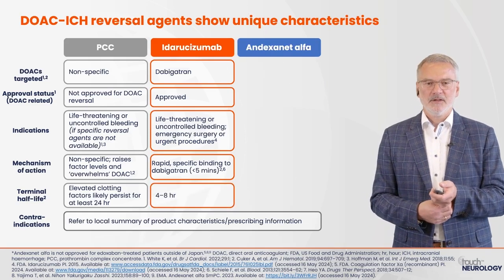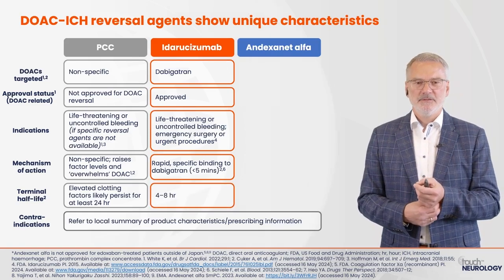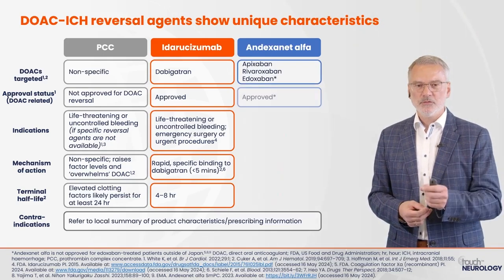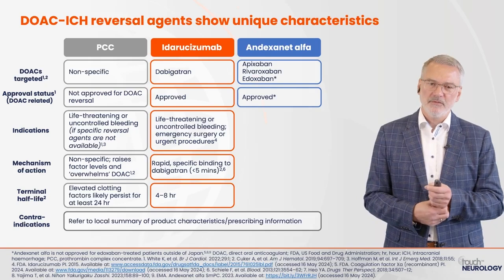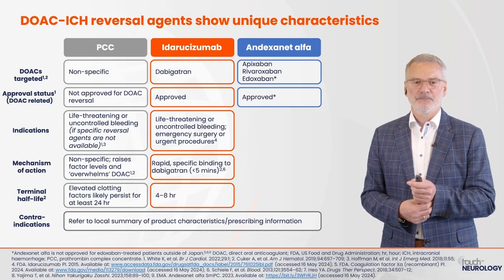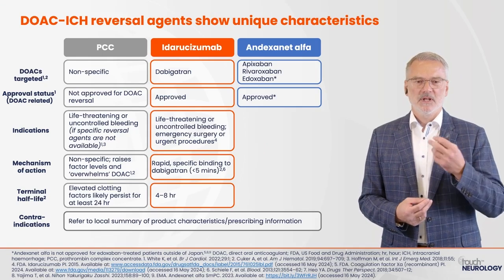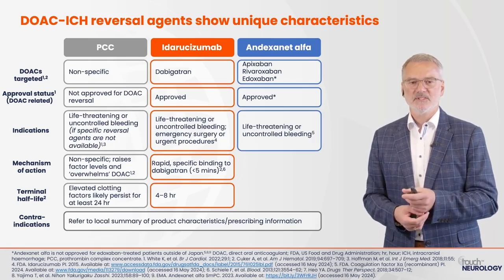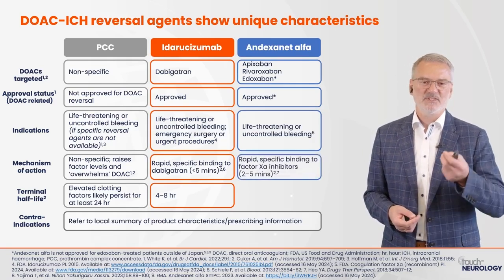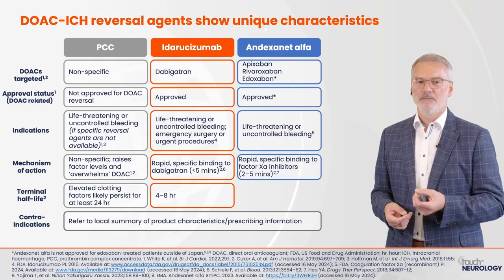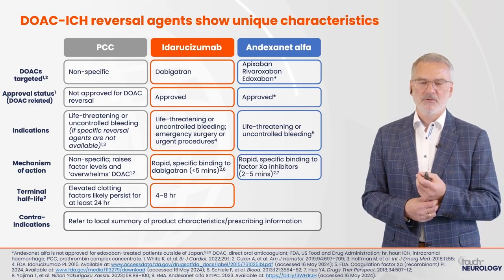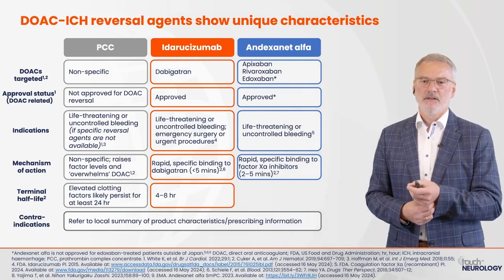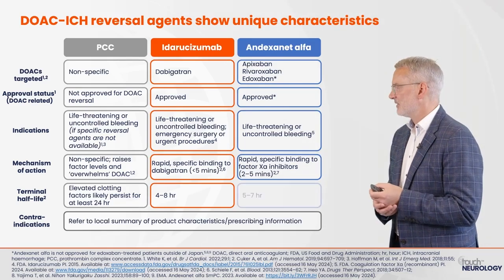For andexanet alfa, it is specifically binding to apixaban, rivaroxaban, or edoxaban. It is approved to be used for apixaban and rivaroxaban patients at present, and for patients with life-threatening or uncontrolled bleeding. Similar to idarucizumab, the onset of action is very fast. Within minutes, you bind this factor 10A inhibitor and you set free the factor 10A, the native factor 10A. Half-life, again, 4 to 7 hours.